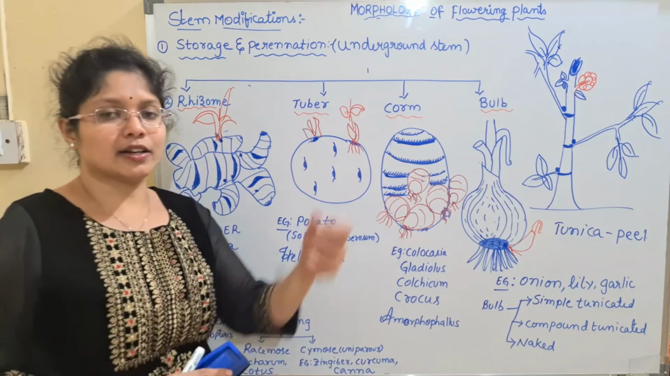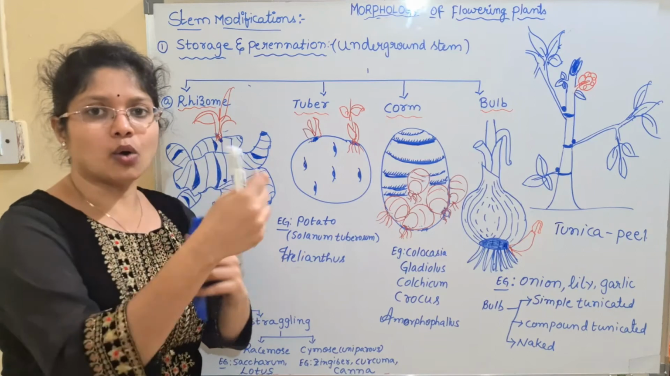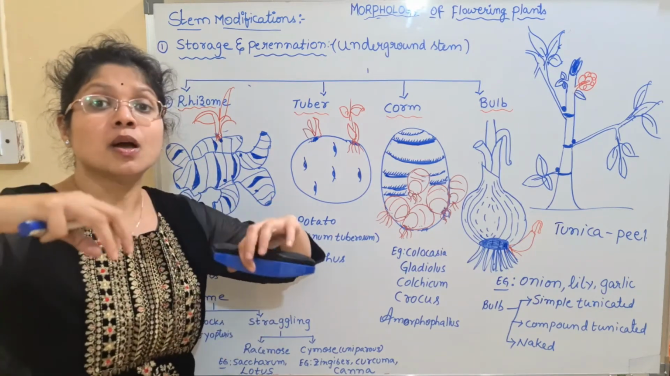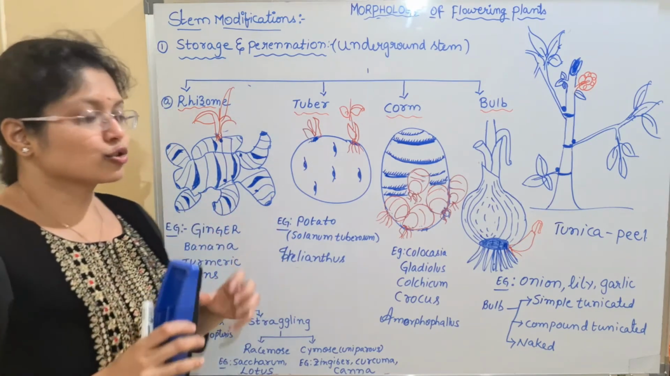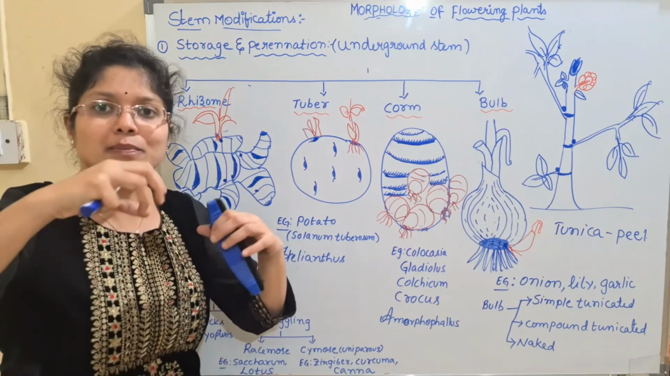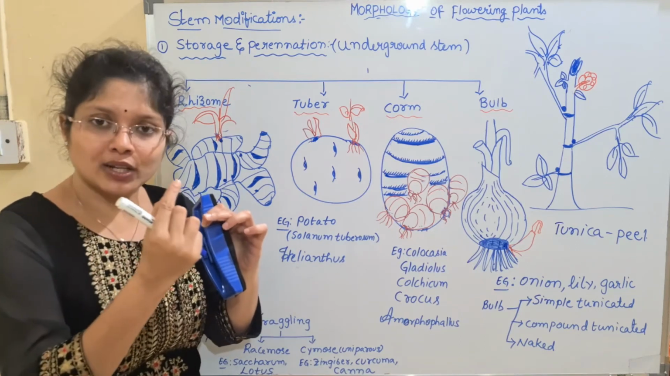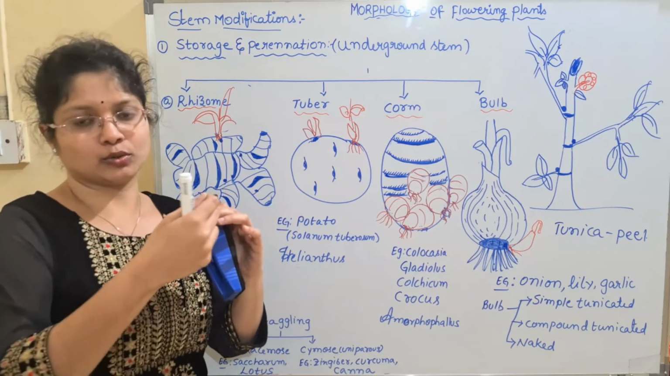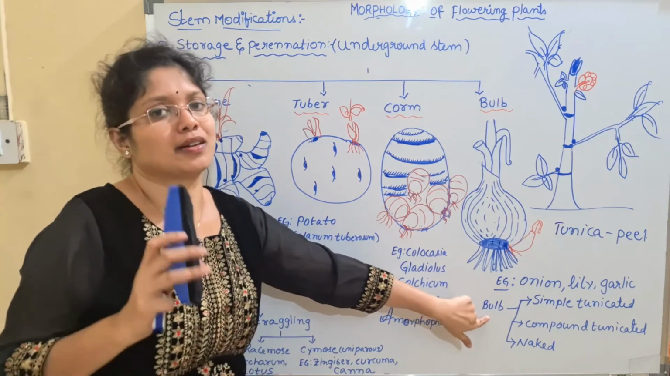If you press open the garlic, if you crush the garlic, you can see a sheath around the garlic completely. But when you open it, you can see many bulblets that are formed in the garlic. That condition is called compound tunicated bulb. Means the bulb is converted into bulblets. Many small bulblets are formed, and each bulblet will have tunica, and all around these bulblets again we have another sheath. Such type of bulb is known as compound tunicated bulb.